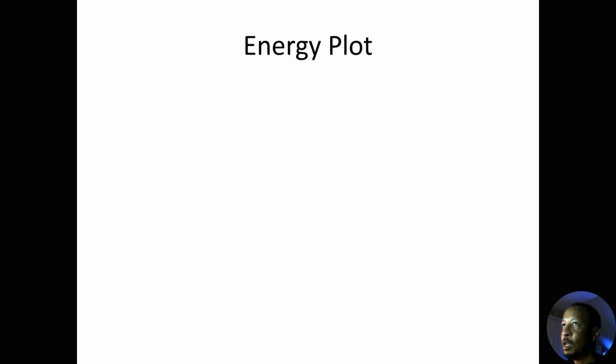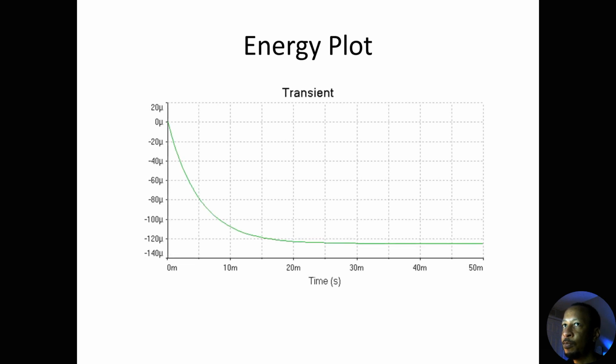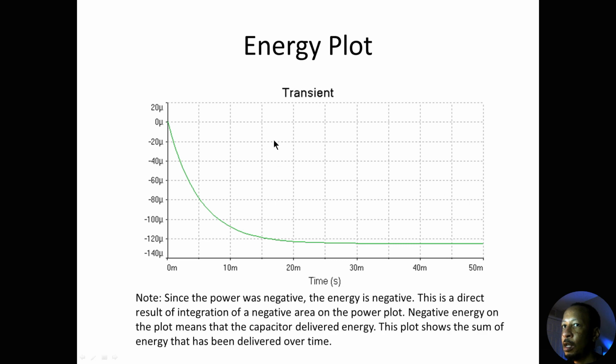Okay, so now for the energy plot. The energy plot is going to look like this. And note that since the power was negative, the energy is negative. This is a direct result of integration of a negative area on the power plot. Negative energy on the plot means that the capacitor delivered energy. This plot shows the sum of energy that has been delivered over time, so of course this is in units of joules.